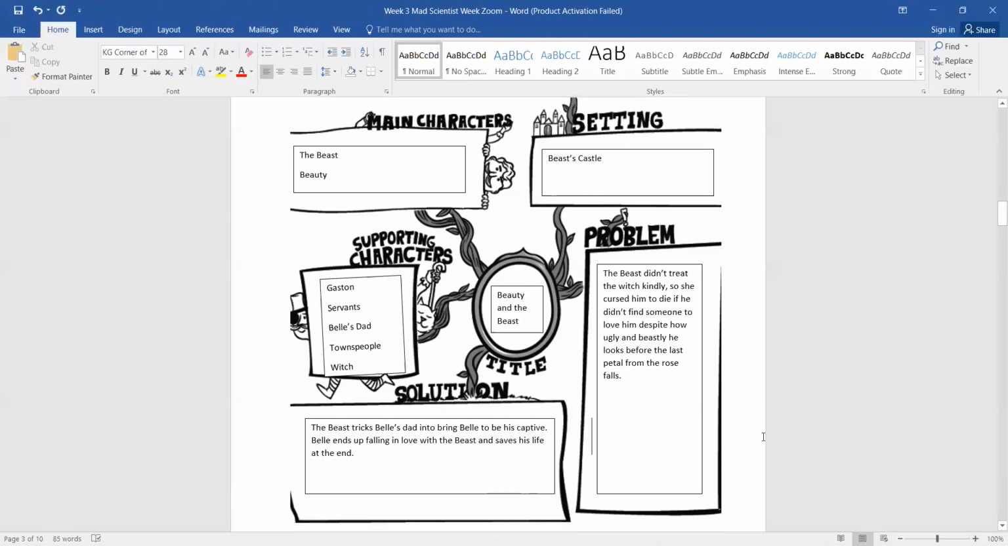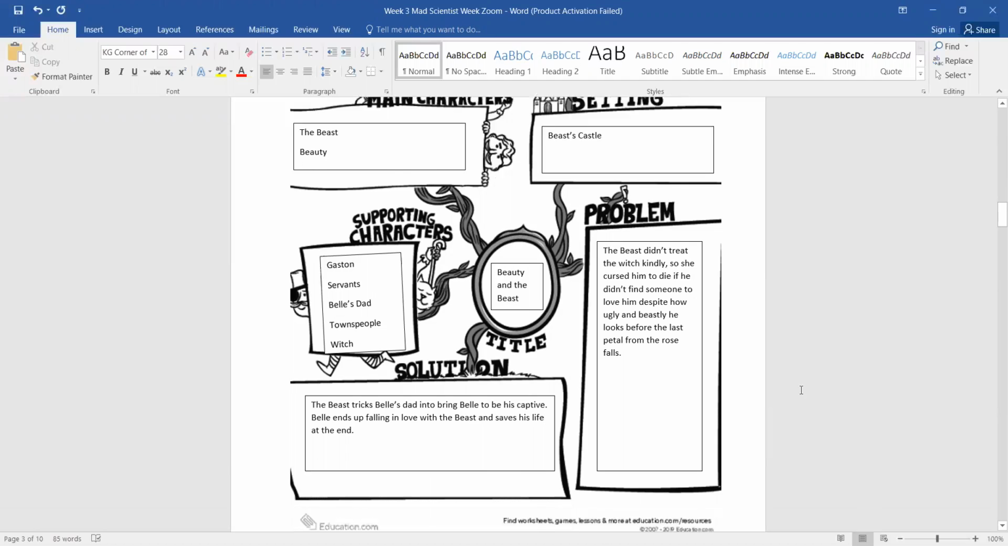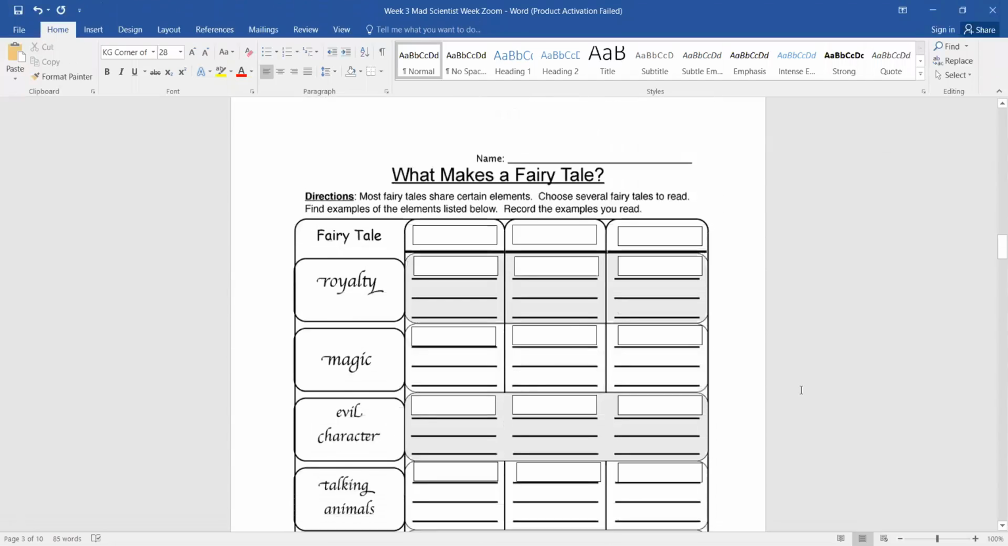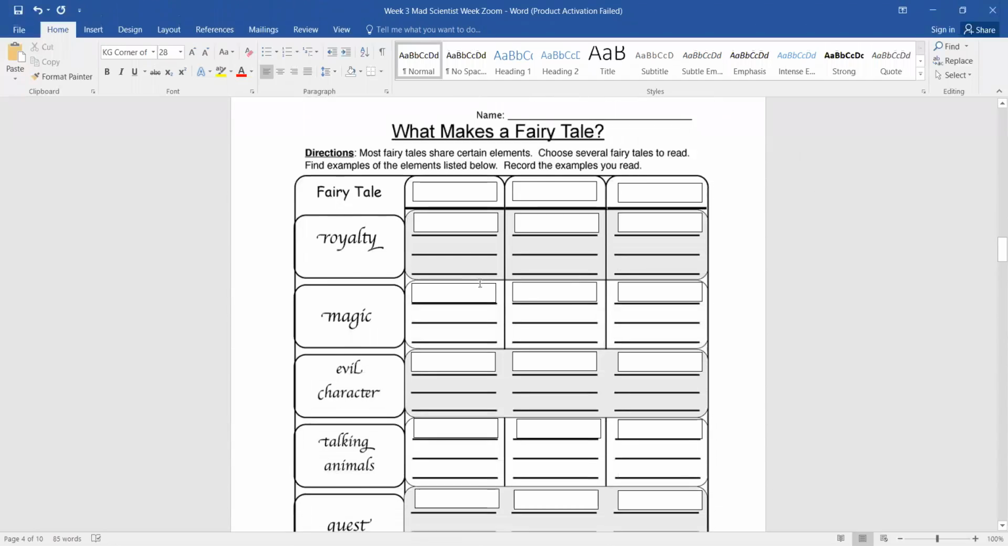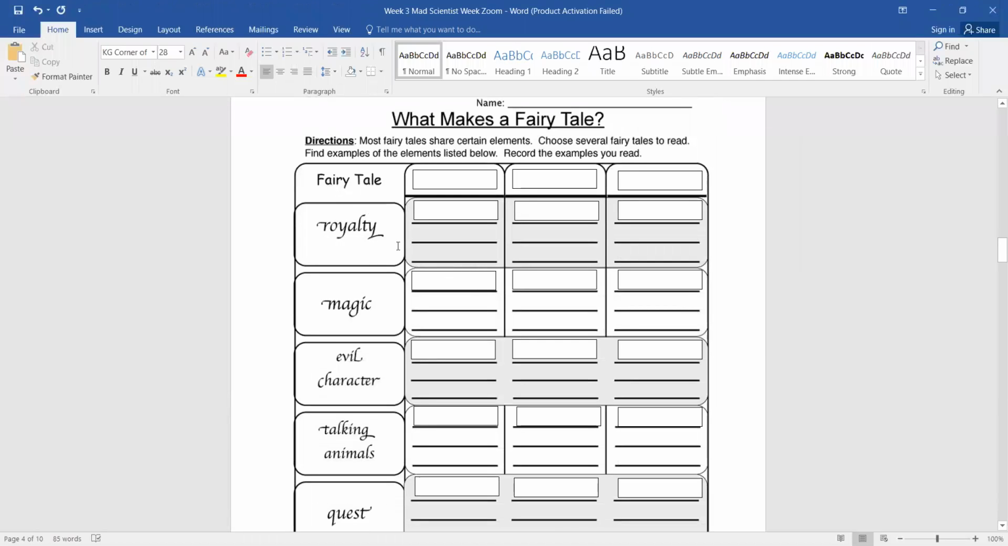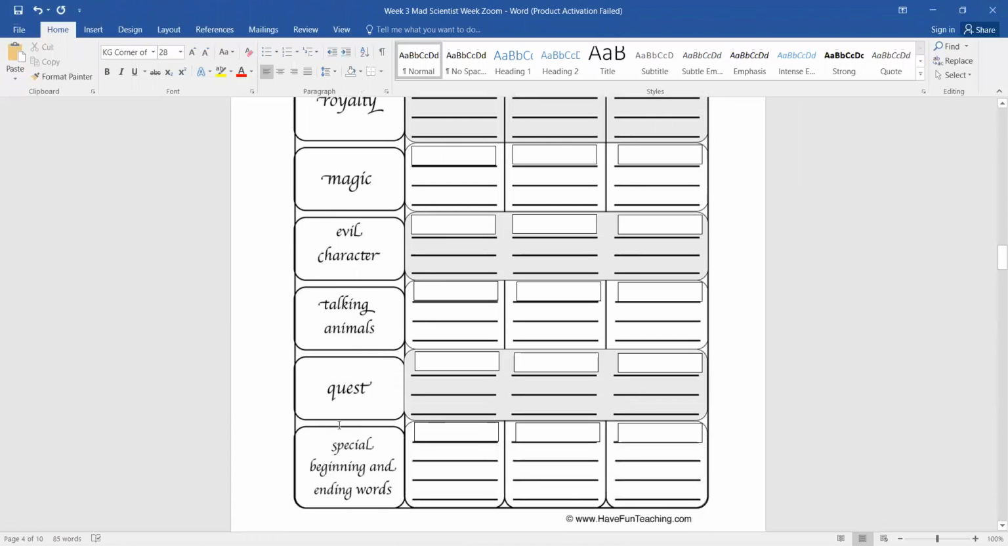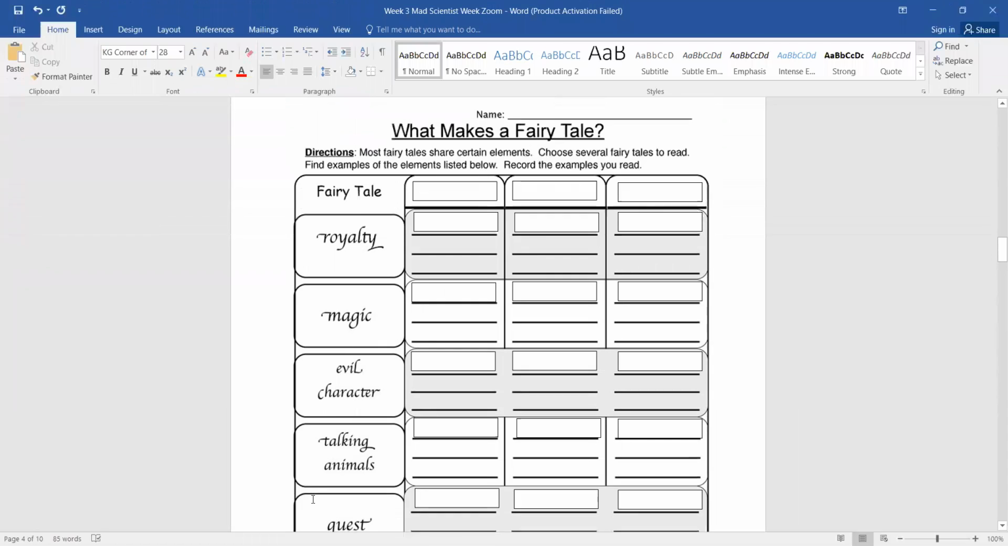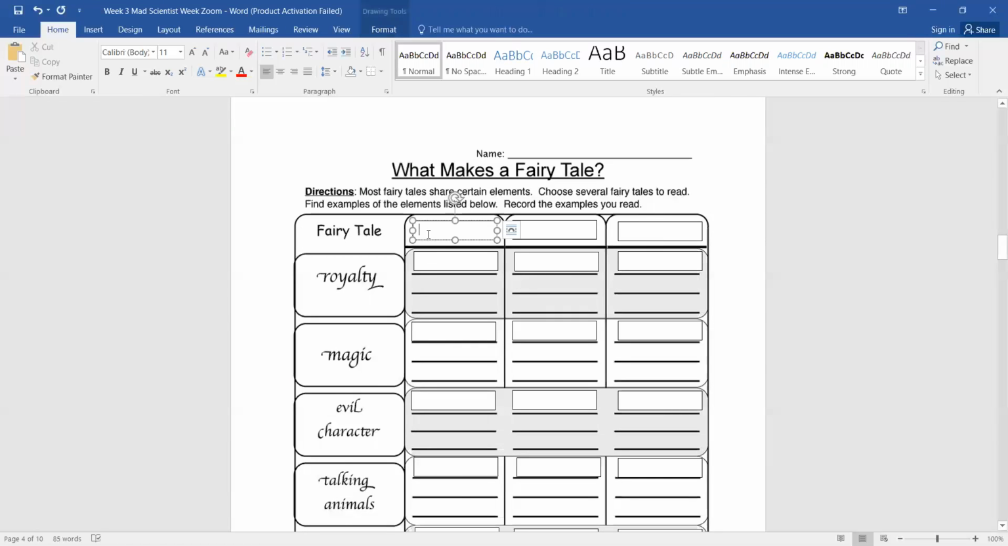Okay, that's pretty easy, right? So we could do this with any fairy tale. So let's go down. What makes a fairy tale? Again, we have elements like royalty, magic, an evil character, talking animals, quest, special beginning and ending words. Okay, so we'll just use the one we just did, Beauty and the Beast. You guys can do the other ones. We're just going to do one, Beauty and the Beast.